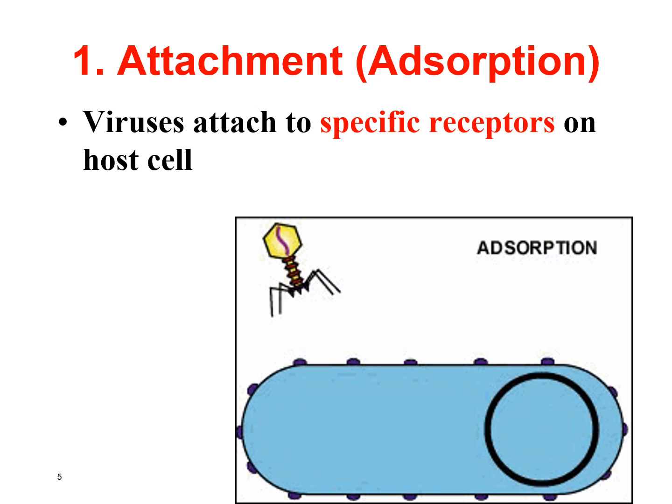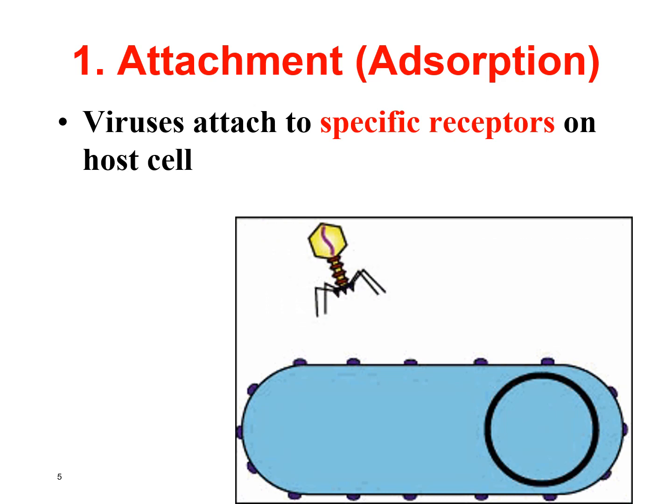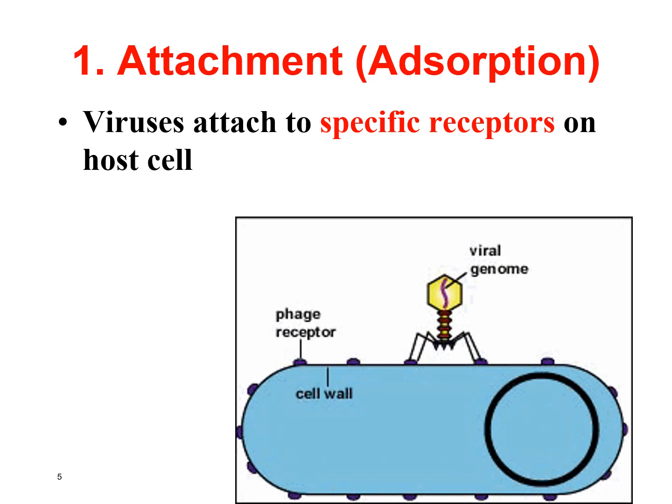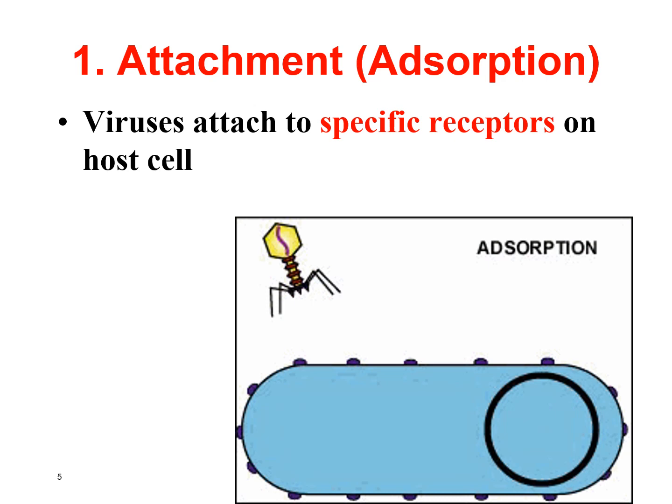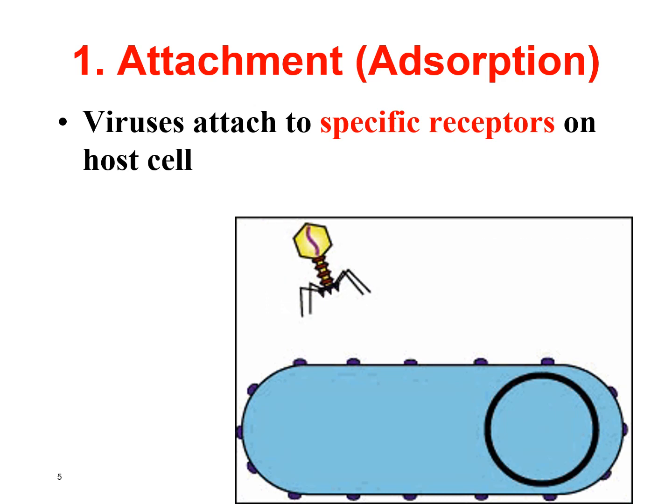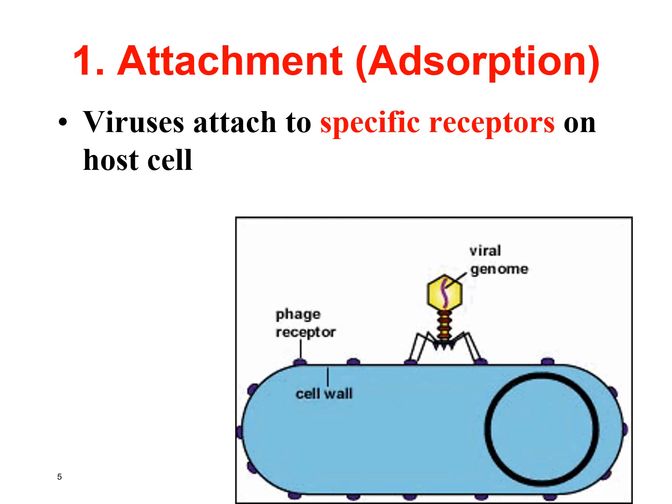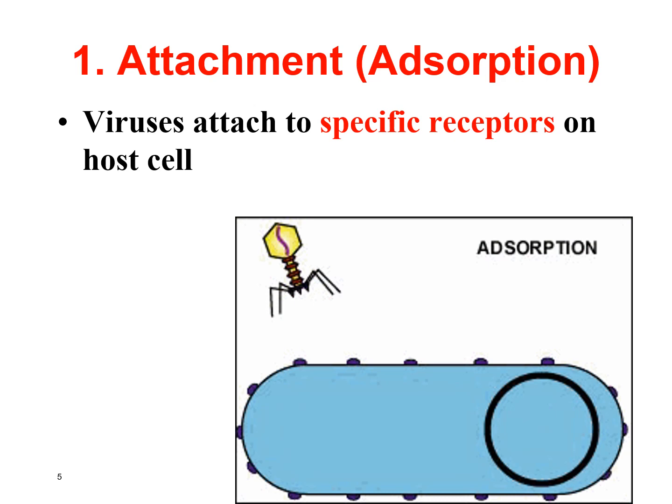So the first step of the viral multiplication cycle is called attachment or absorption. So here you can see a bacteriophage binding to a bacterial cell, and it's going to bind to very specific receptors on the host cell. And if the cell does not have the specific receptors that the virus needs, the virus cannot bind to that cell and will not enter it.